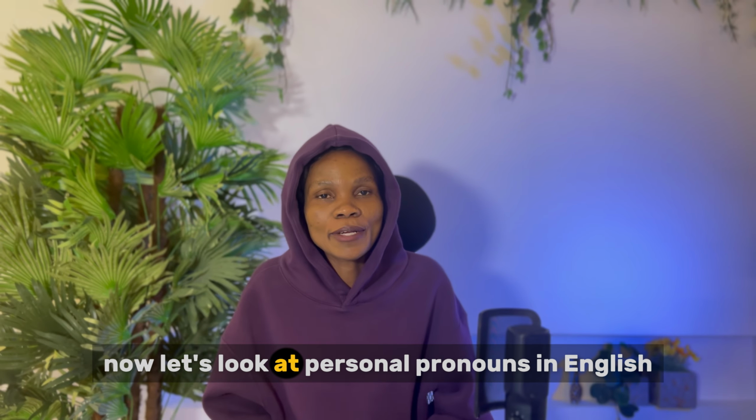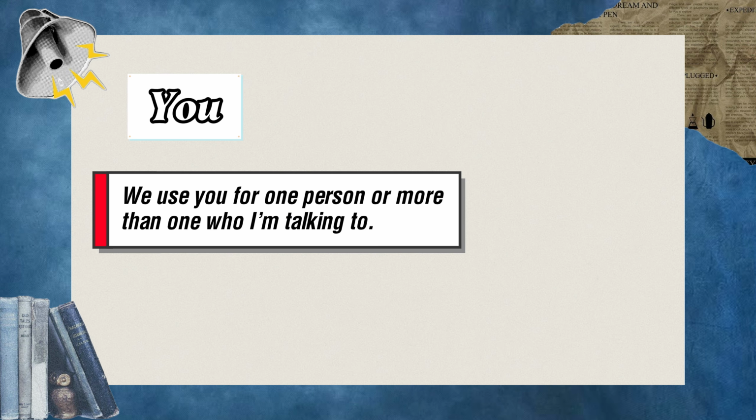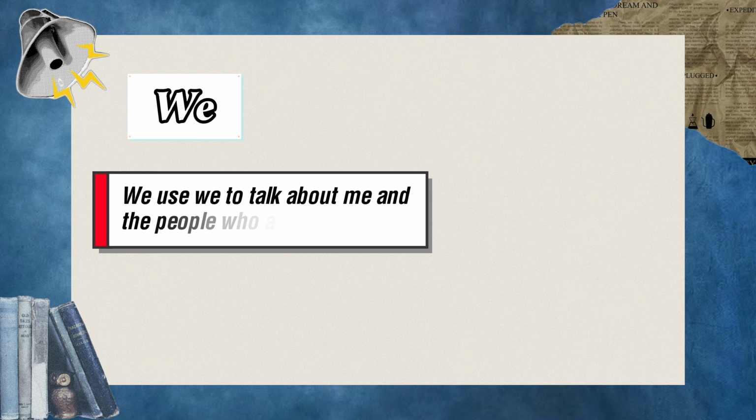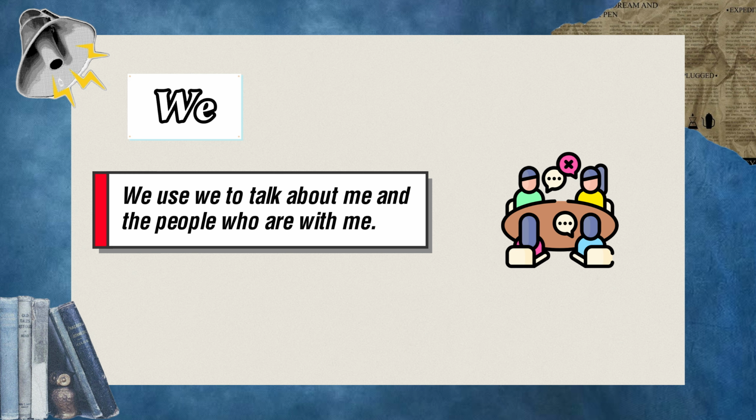Now let's look at personal pronouns in English. The first one is I. We use I for me who is speaking. The second one is you. We use you for one person or more than one who I'm talking to. The third one is we. We use we to talk about me and the people who are with me.